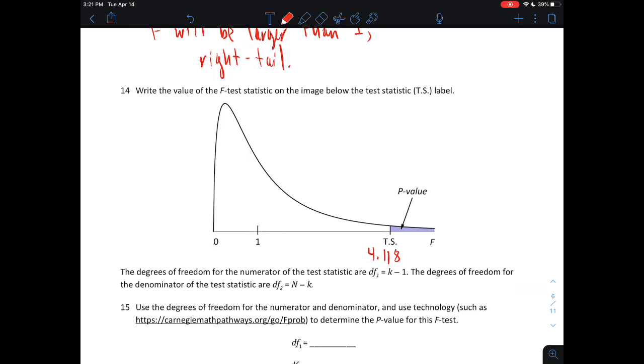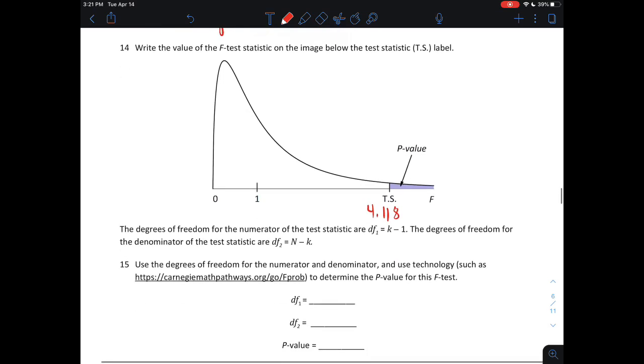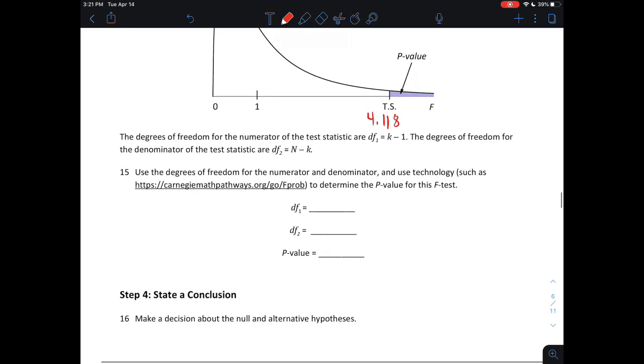And then below number 14, they just remind us of those degrees of freedom values. So number 15, write down our degrees of freedom. We've already done this. DF1 we said was 2. DF2 we said was 79. And then again from our calculator, we don't need to use their website. We just have it on our calculator on our own.